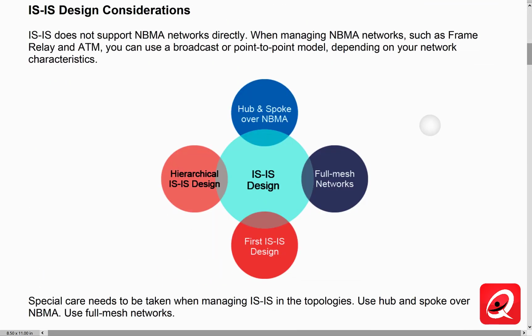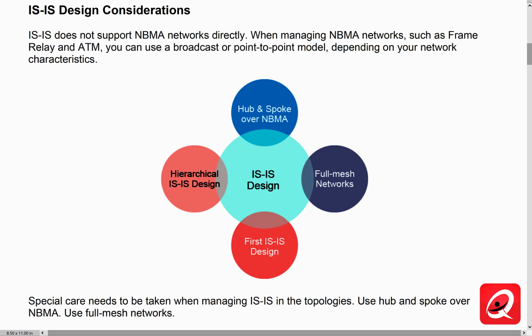All right. Now, what are some of the design considerations for ISIS? ISIS does not support NBMA networks. NBMA networks are what we refer to as non-broadcast multi-access. These are networks like frame relay or ATM. We can do what we call pseudo broadcasting in frame relay. So if the frame relay network is deployed as a broadcast network, or if the frame relay network is deployed as a point-to-point model, then we can deploy ISIS over frame relay.